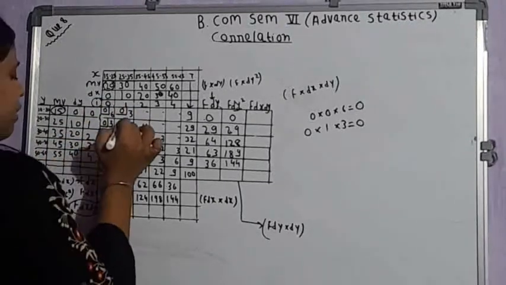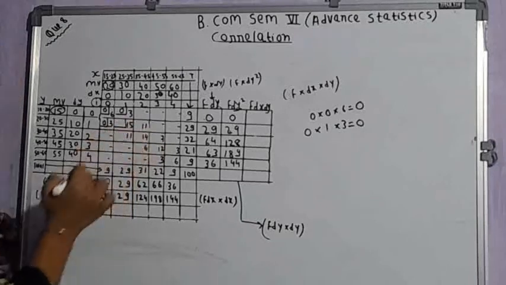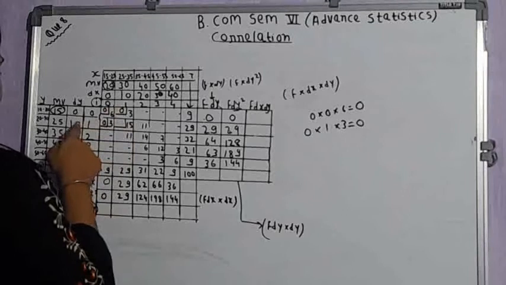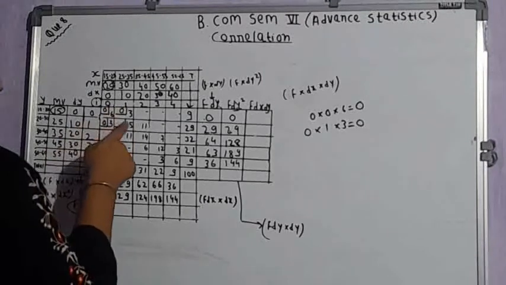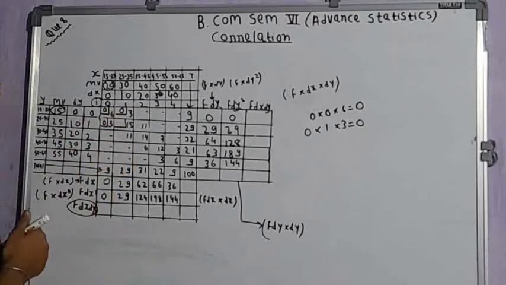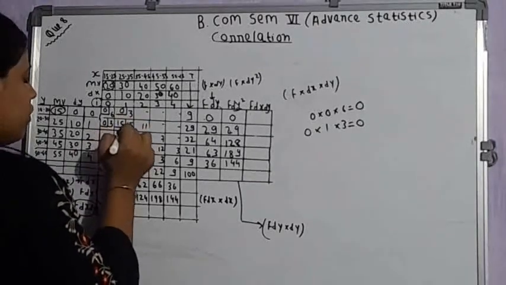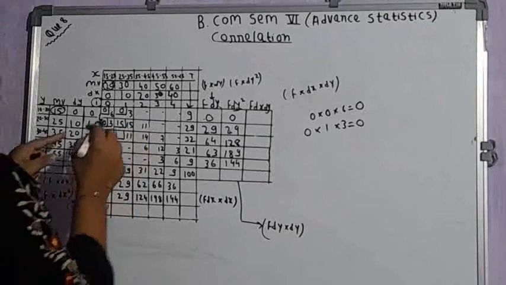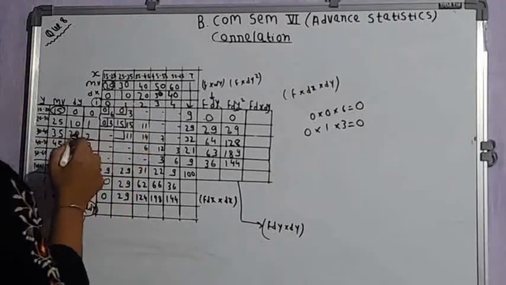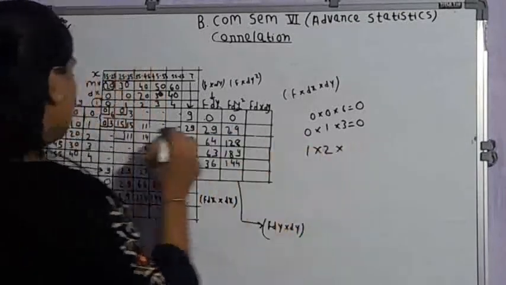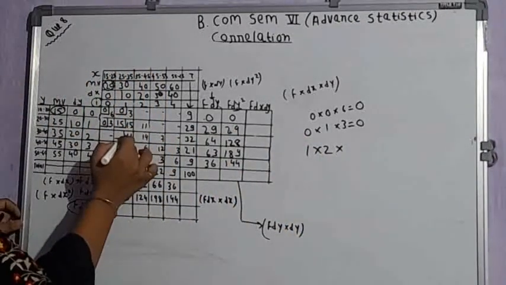Then here, when the frequency is 15, dx is 1, dy is also 1. So 1 into 1 into 15, it would become 15. In case of 11, dx is 1, dy is 2, so 1 into 2 into 11.